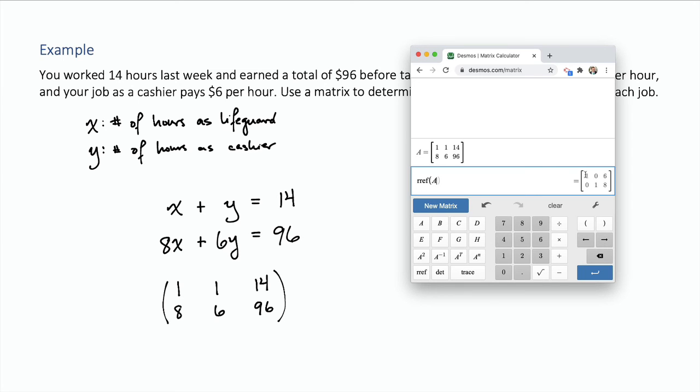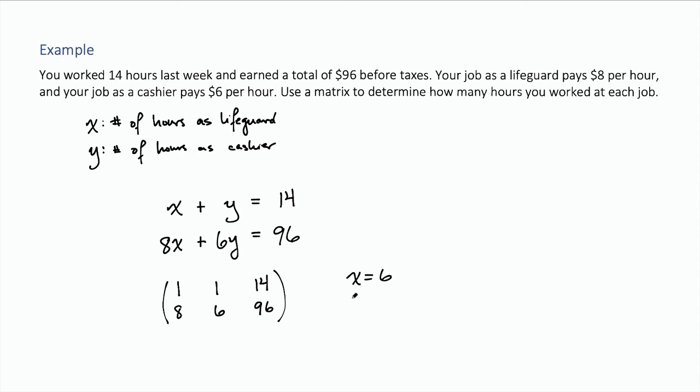So this is 1x equals 6. So x equals 6, and 1y equals 8. X equals 6, and y equals 8. That tells us that you worked 6 hours as a lifeguard and 8 hours as a cashier.